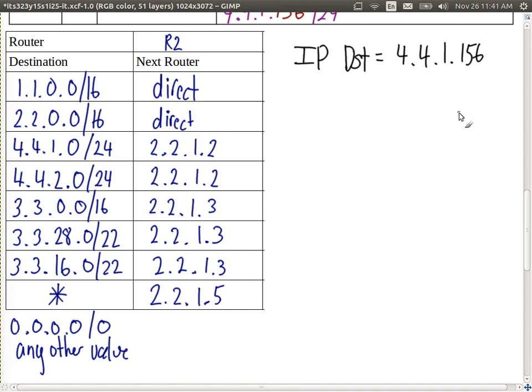So what we can think of for these entries in the routing table, we want to find a match where at least the first mask set of address bits match. What do I mean? Compare 4.4.1.156 to 1.1.0.0. Compare them in binary. How many of the first bits match? 4.4.1.156 in binary compared to 1.1.0.0 in binary. How many of the first bits from the left are the same?